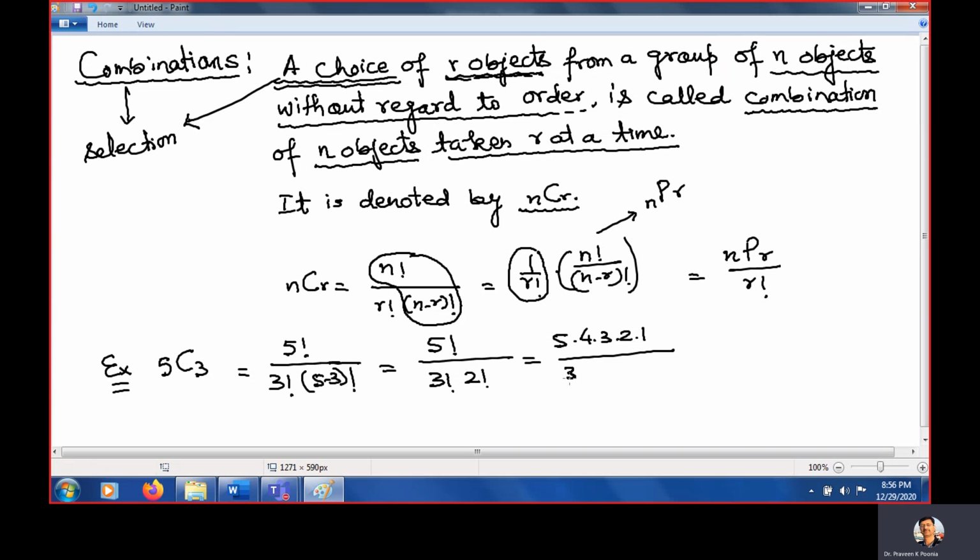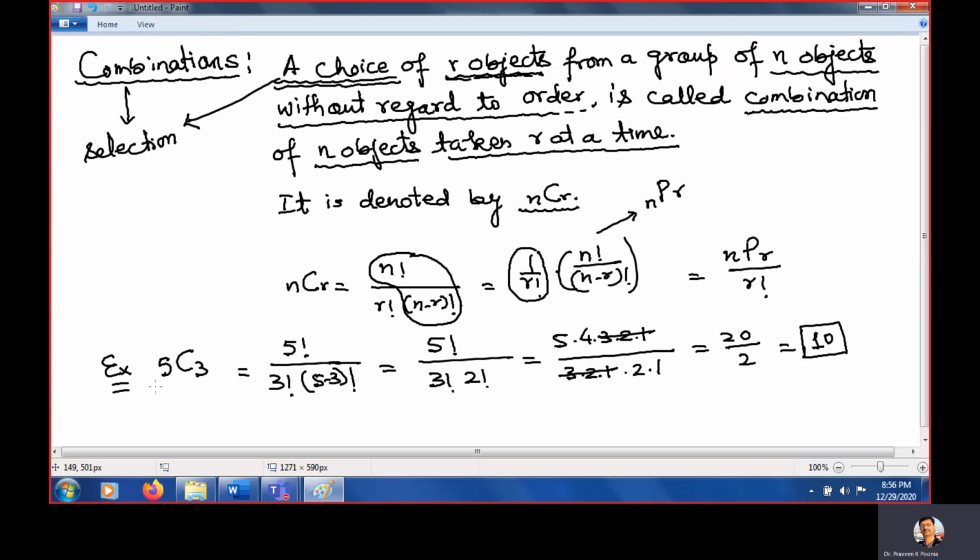What is the value of factorial 3? 3, 2, 1. And factorial 2? 2 into 1. So 3, 2, 1 cancels with 3, 2, 1. How much are we getting? 5 times 4 is 20, divided by 2 into 1, which is 2. So the value is 10.